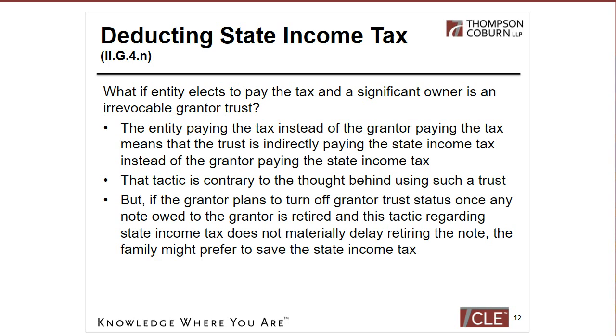So, I would guess that a lot of people are going to want to still have the entity pay the state income tax, even though it has this disadvantage, because they want the family to benefit at the expense of Uncle Sam, and they figure there'll be plenty of grantor trust burn off over the long run anyway. So, I don't know how they're going to do what they're going to do, but it's a case by case basis, and just put the requisite amount of thought into it.